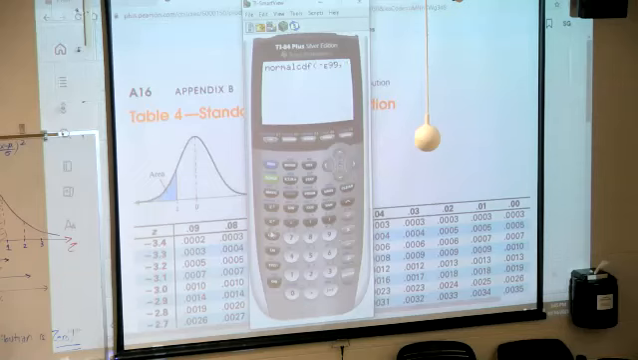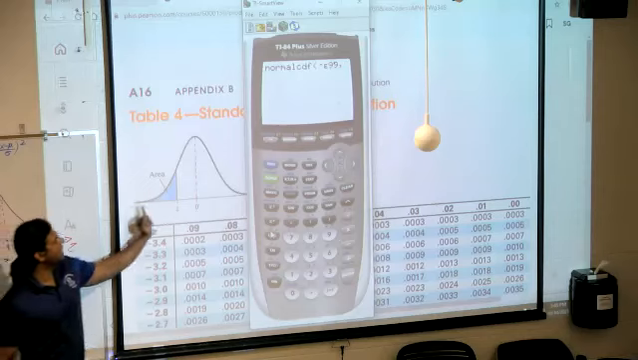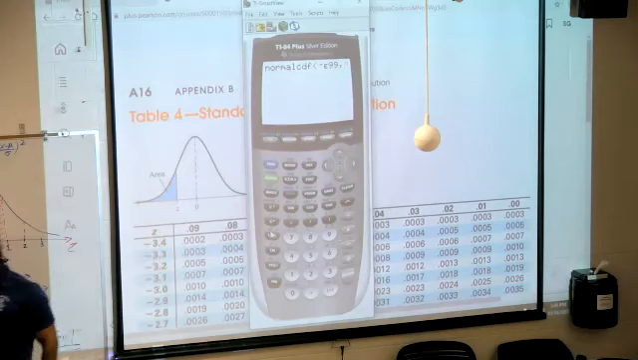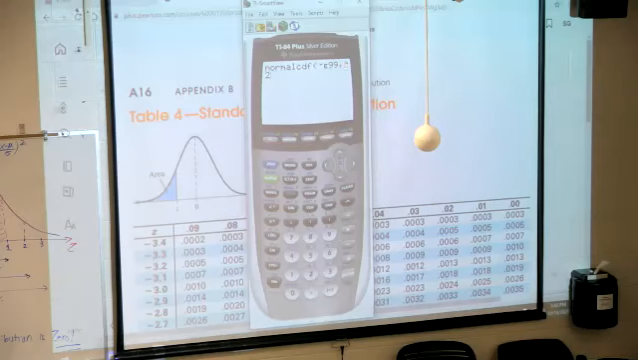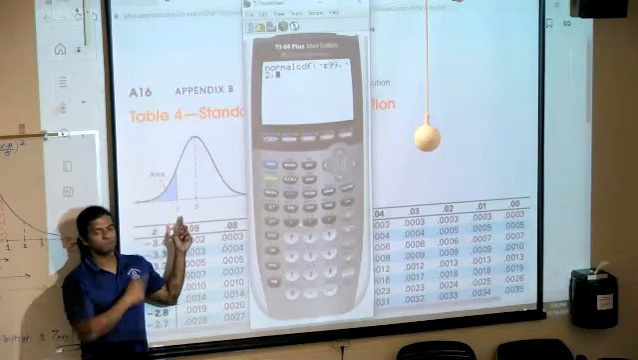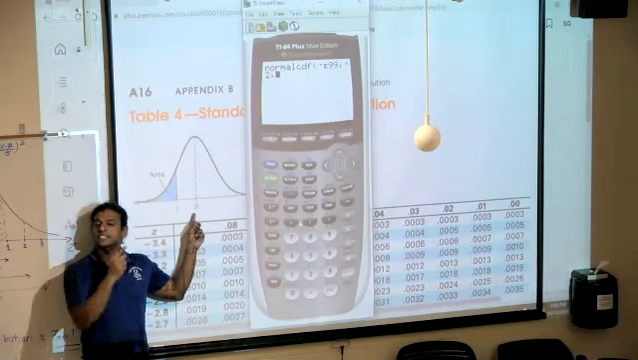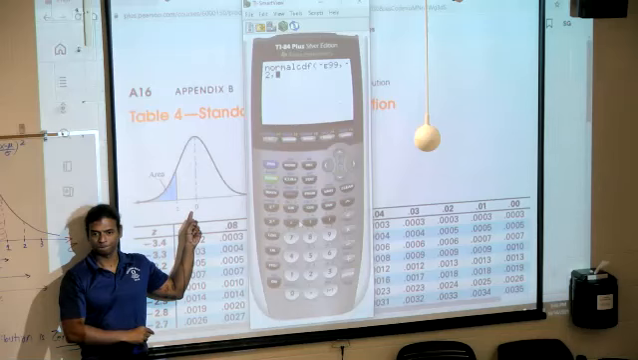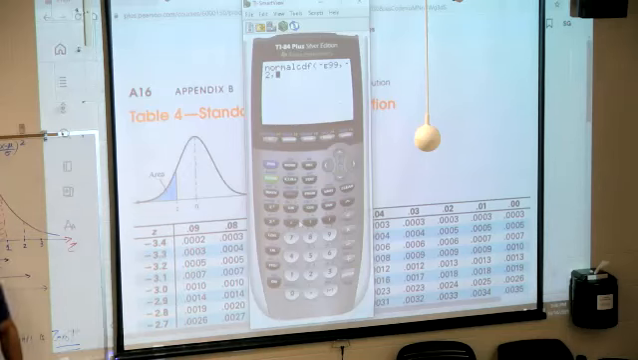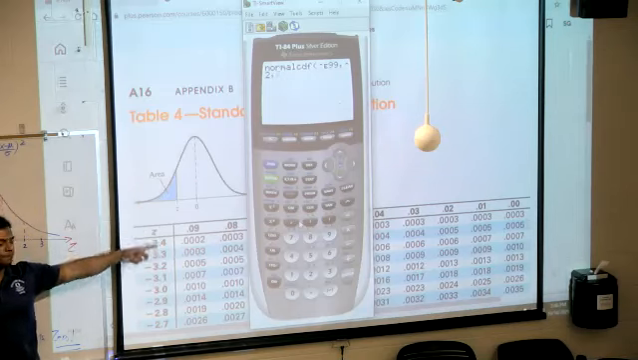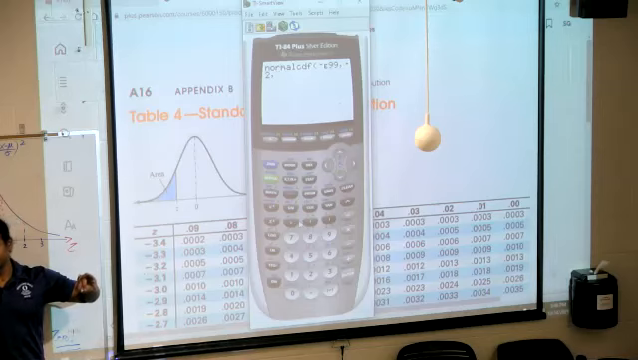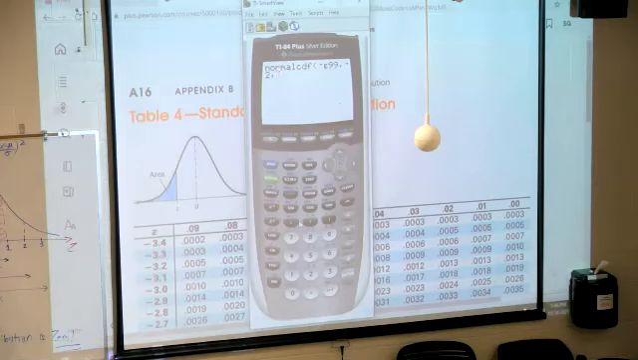Where does it end? That area ends at -2. What is the mean of that curve? We're talking about z-scores, standard normal, so 0. What is the standard deviation? 1. So for a standard normal distribution, the mean is always 0 and the standard deviation is always 1. So I'm going to type in 0, comma, 1.